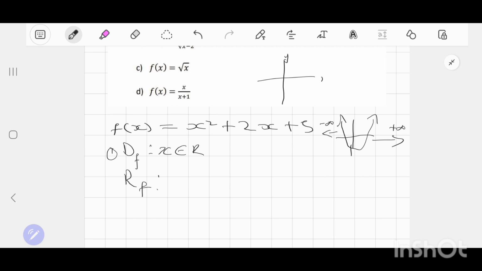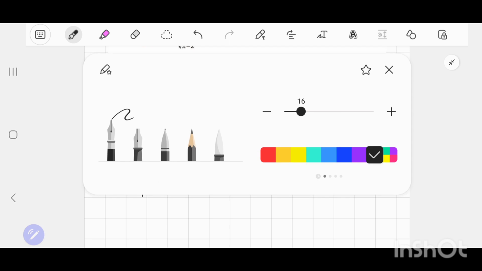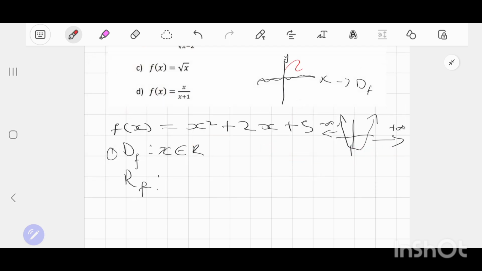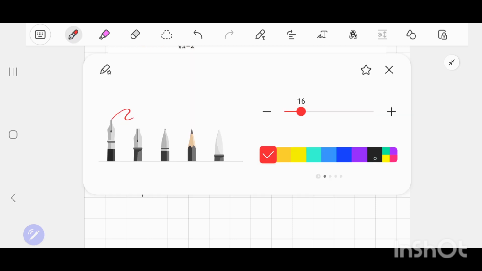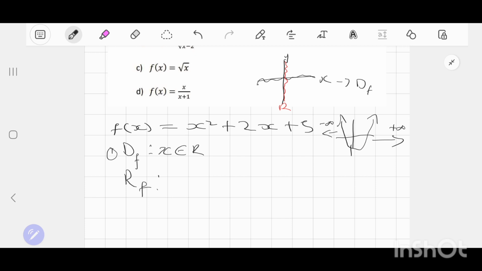This is the y-axis, this is the x-axis. So domain deals with where the graph exists here, and then range deals with where the graph exists along the y-axis. So to get a better perspective, please watch the previous two videos, people.